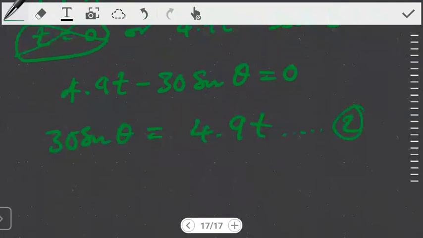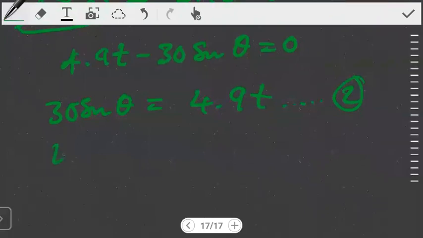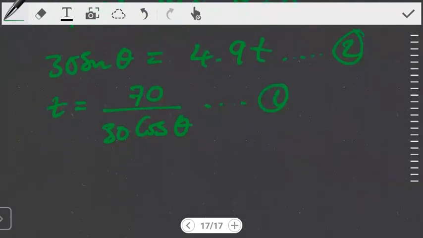Now, if you look at equation 1 and equation 2, from equation 1 we had the expression for t, and t was equal to 70 over 30 cos theta. This was the expression we had for equation 1. So now we're going to substitute equation 1 into equation 2. This becomes 30 sine theta from equation 2, and then we have 4.9 times, where we have t, we're going to put 70 over 30 cos theta.